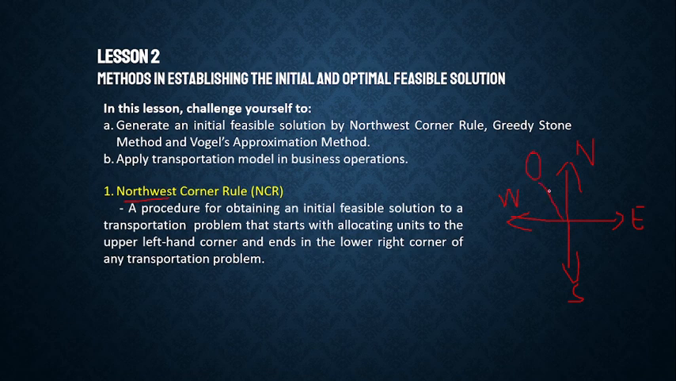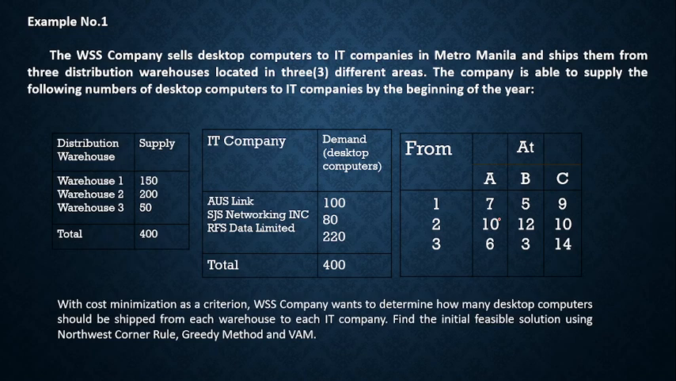So dito yung northwest corner. So dito na corner class. Okay, so dapat yan yung kunin natin. Sige. So example number 1. Okay? So the same problem.